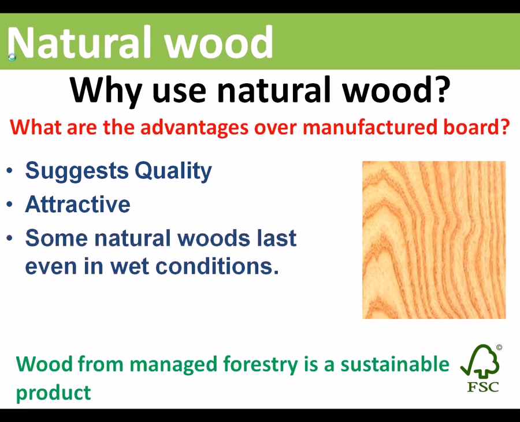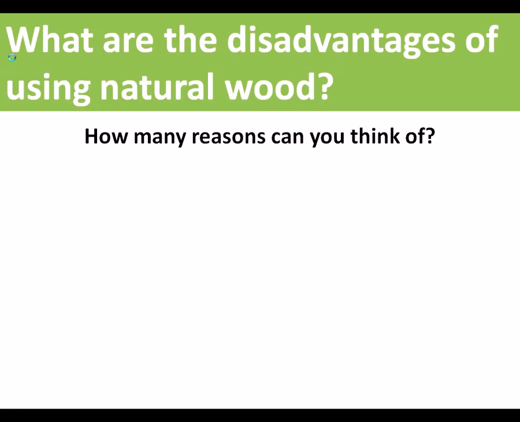Some natural woods will last well even in wet conditions. Oak, for example, will last well outside. And the end product is strong and durable. That means it will last a long time. So if you make a table out of wood, make a chair out of wood, generally that's a long-lasting product. And the wood from managed forestry is a sustainable product. As long as the wood comes from managed forestry, it is sustainable.